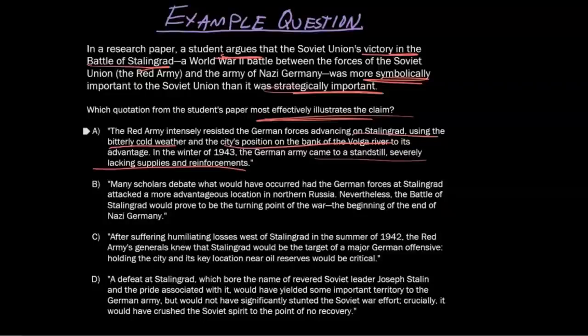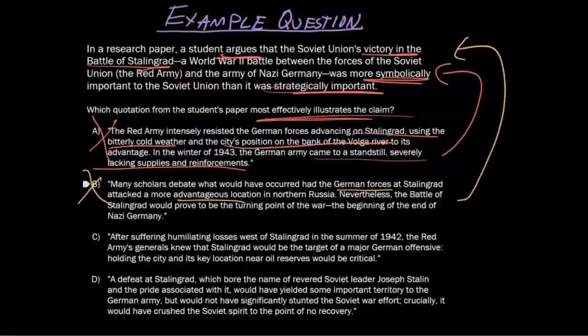Let's take a look at this. Does this really think about symbolically? No, this is describing how the war was fought here. This is describing the Battle of Stalingrad itself. So this is not the correct answer. Let's take a look at the next one. Most scholars debate what would have occurred if the German forces attacked a more advantageous location. That's not related to this at all. This is not the answer, okay? After suffering humiliating losses west of Stalingrad, the Red Army's generals knew that Stalingrad would be the target of a major... Nope, I can already see here we're not talking about how important it was strategically, symbolically, whatnot.